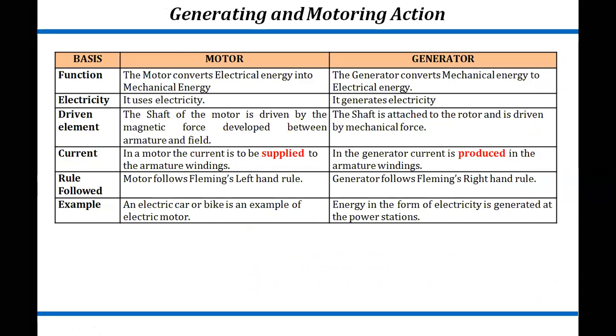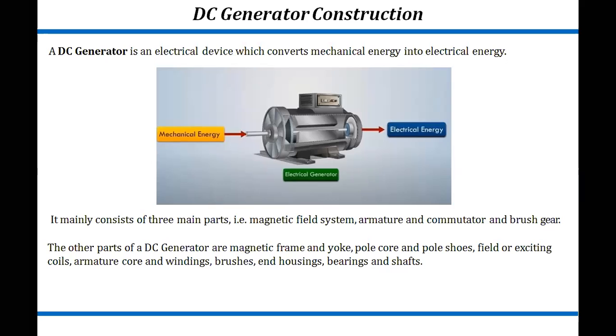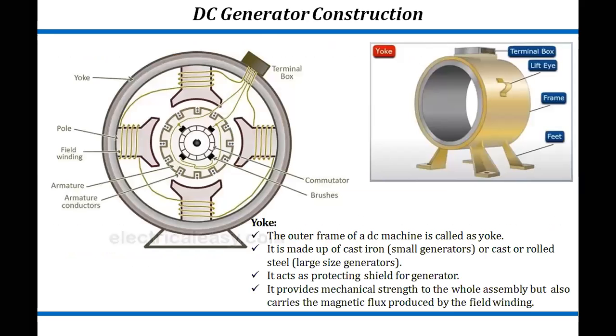Only what is the difference? Here the shaft is attached to the rotor, and here the shaft is driven by the magnetic force. Only there is a difference in the construction of the armature. There is a little bit of difference. But theoretically, both are having the same construction. So we will see all these parts which we are using in the DC generator and the DC machine.